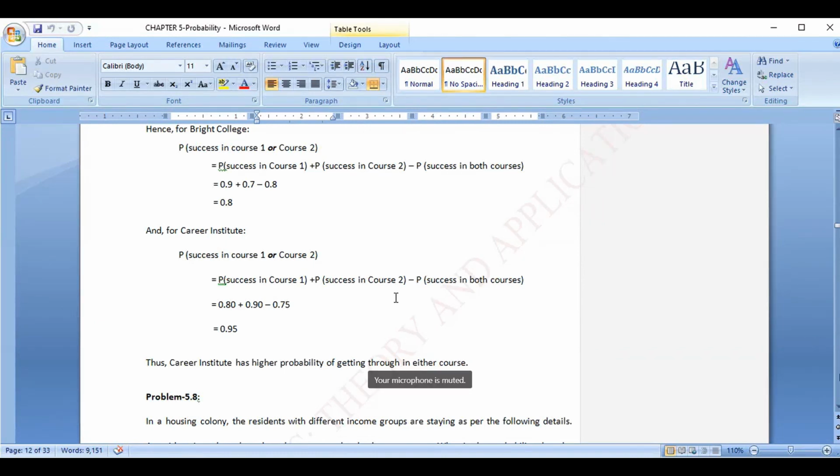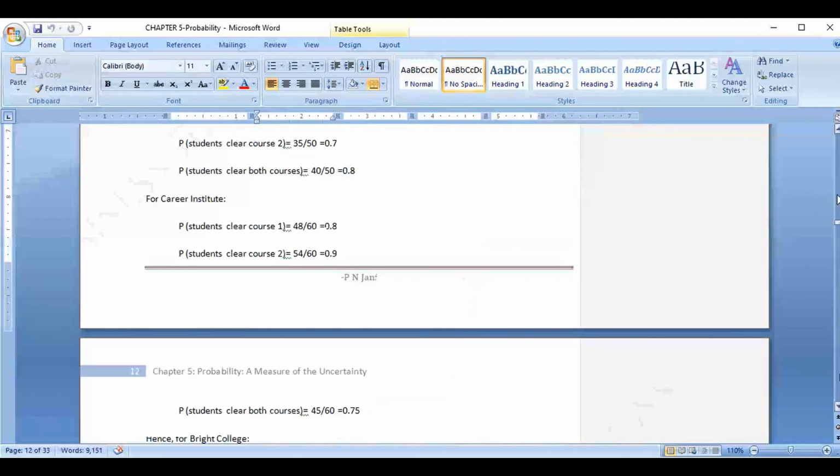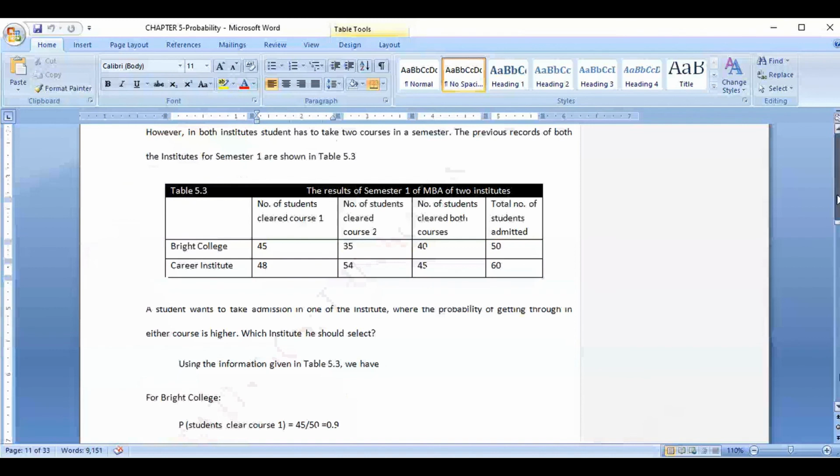So the success rate for course 1 or course 2 we have found for each college. This Career Institute is giving a very high success rate. Please note all the information was included in the table. Practically, you will often get tables like this, and you have to conclude based on it which is best.